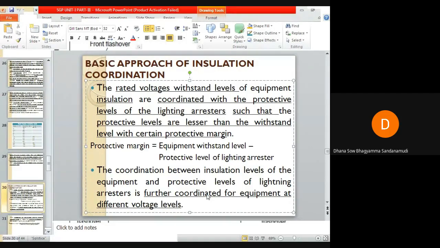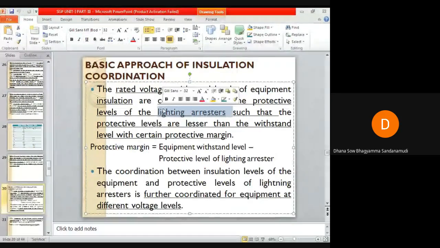Okay, next one is the basic approach of insulation coordination. You people are well familiar with the term insulation coordination if you are regularly attending my class. The voltage withstand level of the insulation of the equipment which is to be protected is well coordinated with the protective level of the protective device such as a lightning arrestor. For example, here I have written lightning arrestor. So the protective level of the lightning arrestor means what?